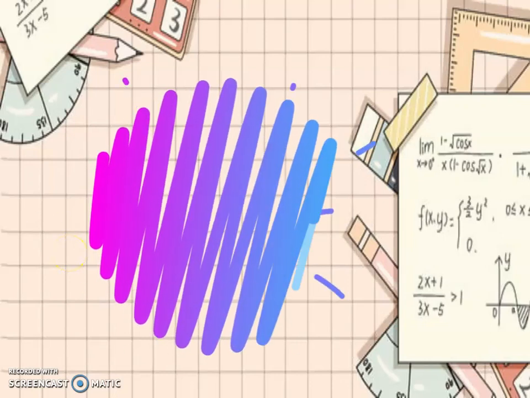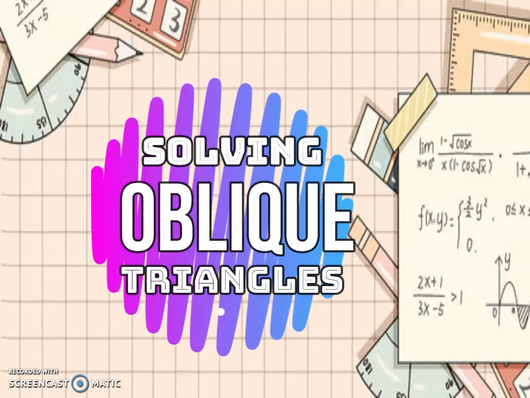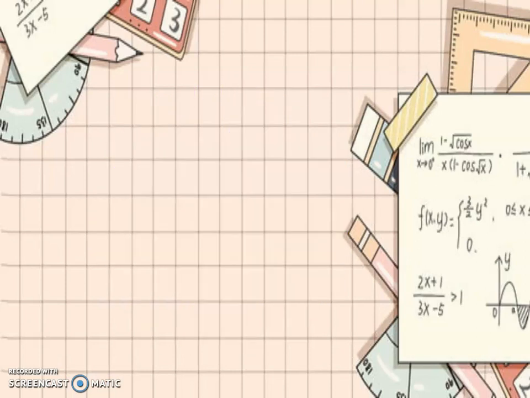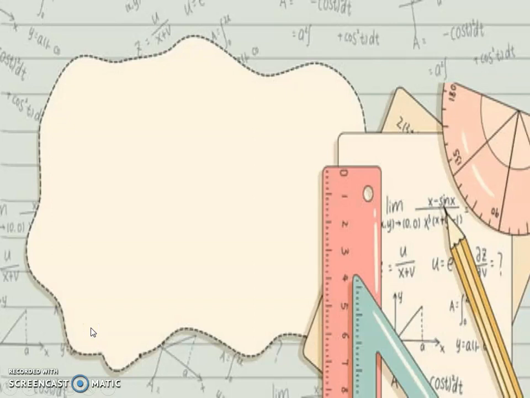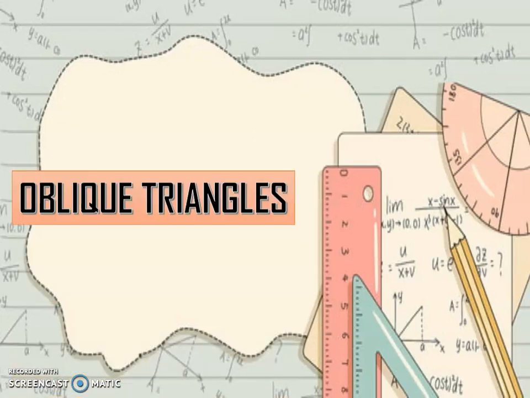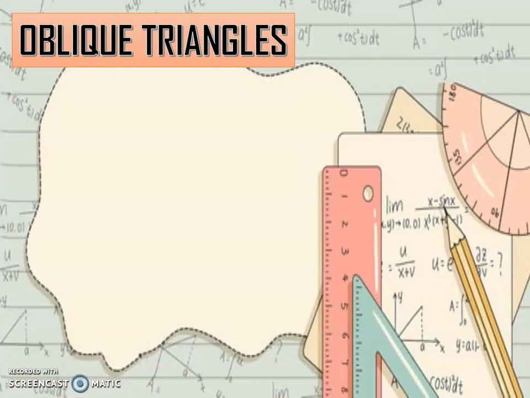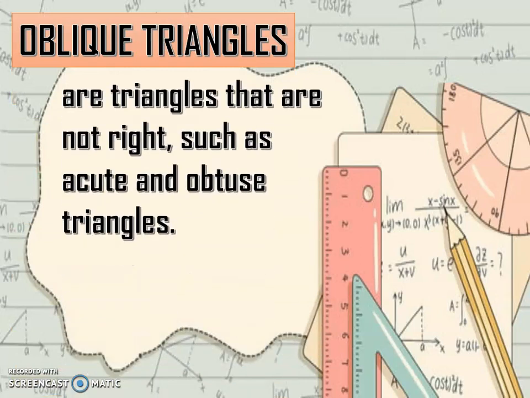For today, we're going to learn about solving oblique triangles. What is an oblique triangle? Oblique triangles, class, are triangles that are not right, such as acute and obtuse triangles.